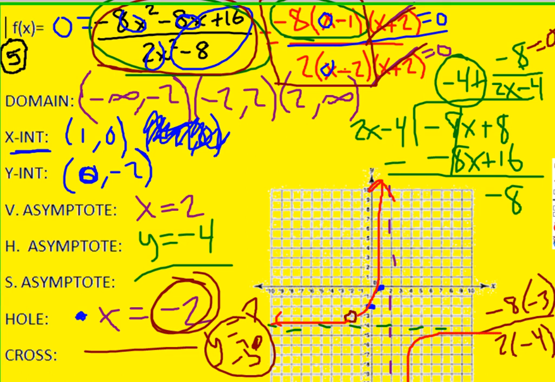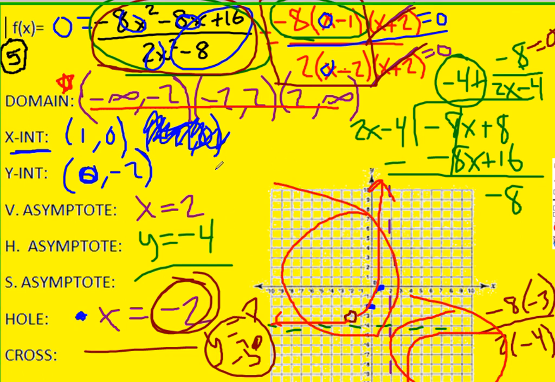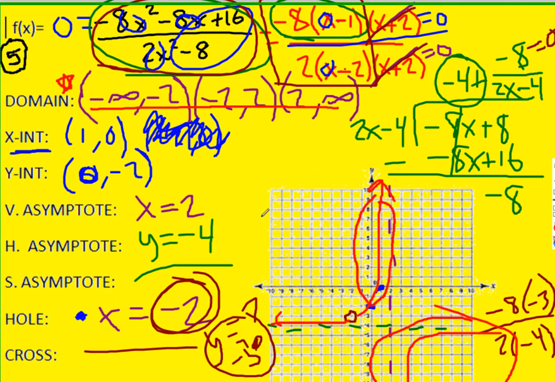Now, keep an eye on this too. We already said our domain told you how many pieces of the graph you have. Well, I have 3 parts to a domain. It looks like I only have 2 parts to my graph. 1 part here and 1 part here. Well, that hole actually split that left-hand side into 2 different parts. So really I have 1, 2, 3 pieces to my graph to match my 3 parts of my domain. So there's your introduction to graphing a hole in your graphing of rational expressions.